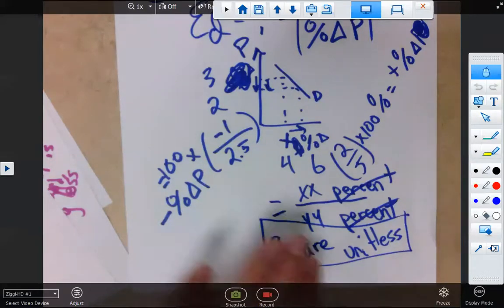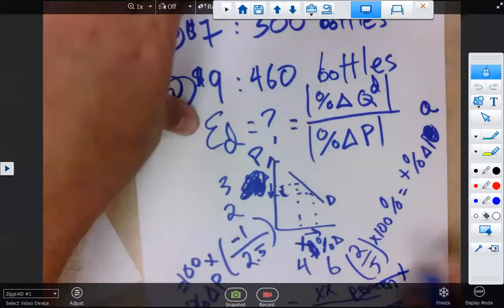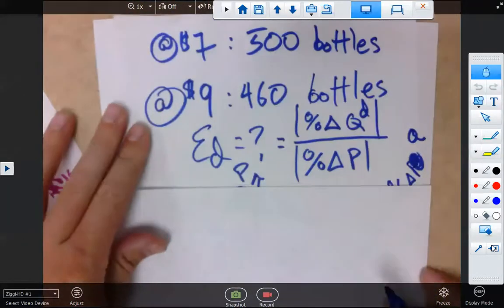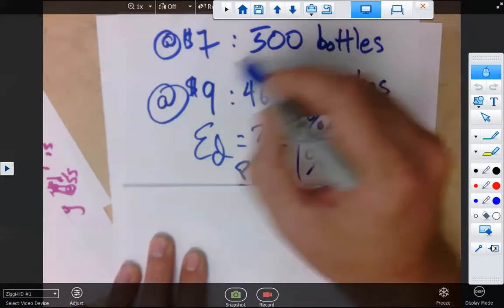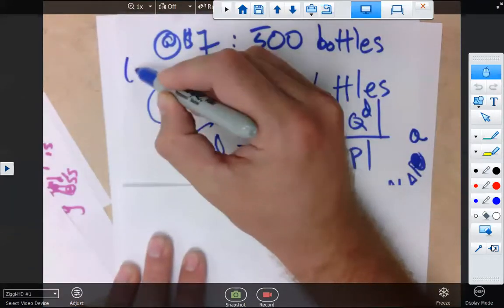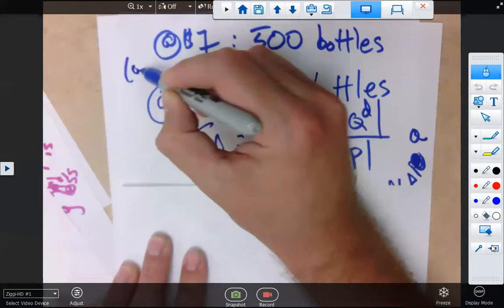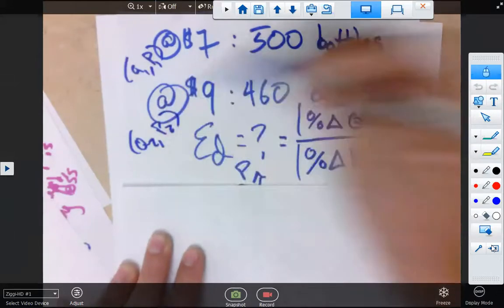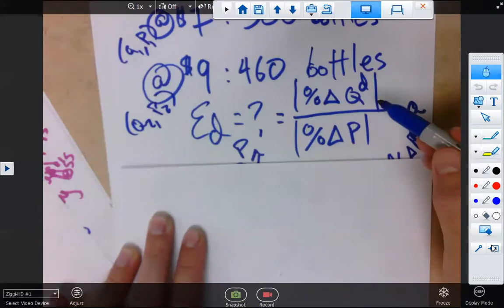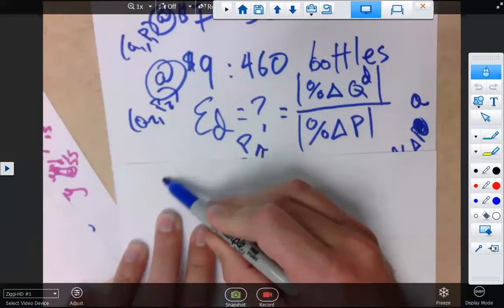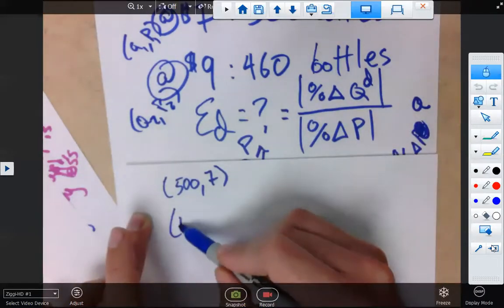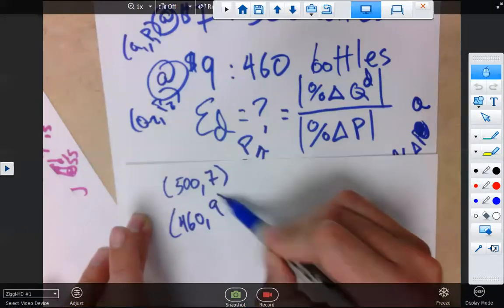So it's less than 1. Yes. So how is it 0.33? How is it less than 1? Let's walk through that right now to make sure that everyone can get there. All right. So this is going to be my Q1 and P1. This is going to be my Q2 and my P2, right? I can rewrite this if I want to, and it's 500, 7, and then it goes to 460, 9, right?